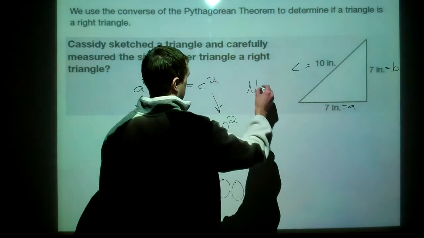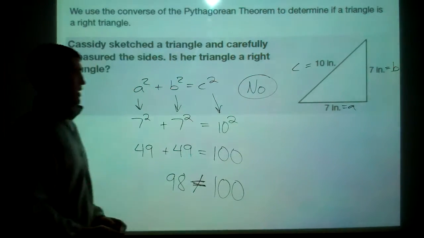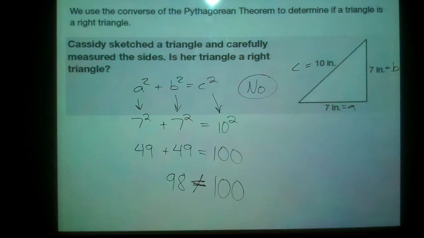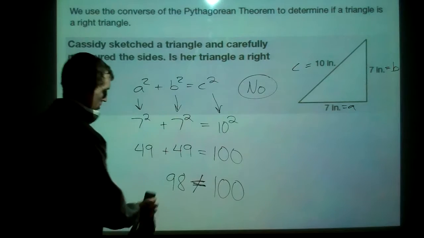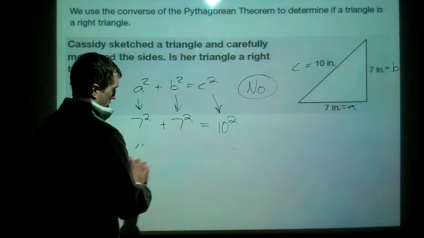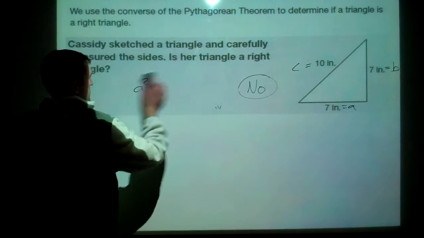So we can use the sides to determine whether or not we have a right triangle or not. That's basically what the opposite or the backwards version of that theorem says. So we'll be doing that tomorrow as well.